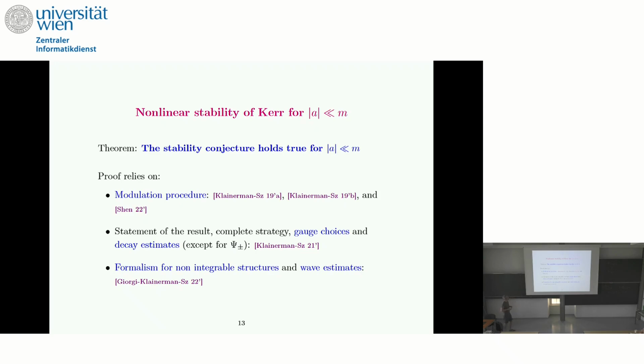So it relies on several steps. Let me maybe outline these 3 steps and the 5 works that come with it. So first, there is the modulation procedure. This follows from two joint works with Sergio Kleinman and a work by my student Dawei Shen. Here, the idea is to extend what we had done previously for Schwarzschild in the symmetry class to general perturbations of Kerr. Okay?